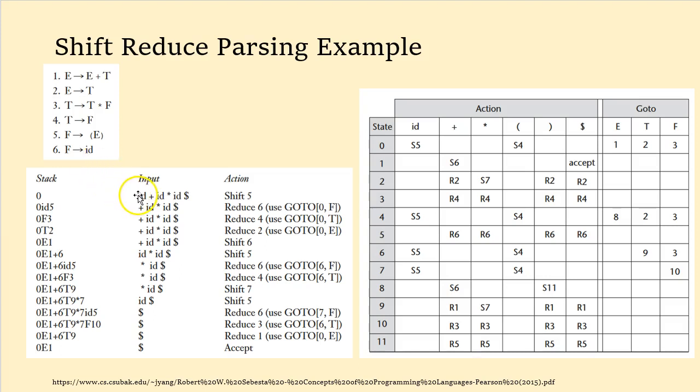And the string that they want to parse is ID plus ID times ID, and they use $ as end of stack or bottom of stack. And the goal here is if they get to bottom of stack at the same time they can produce the start symbol, that's a legitimate string.